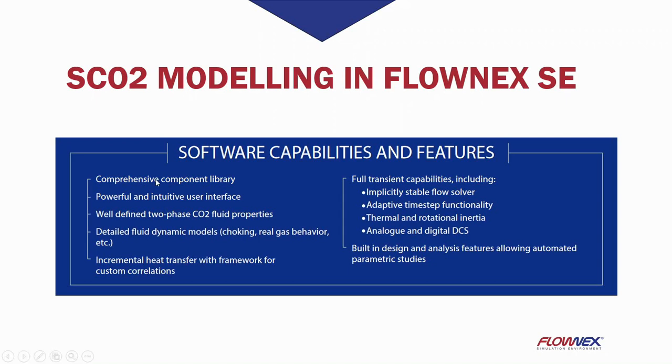So just to recap, the software capabilities and features of FlowNEX include a comprehensive component library, powerful and intuitive user interface, well-defined two-phase CO2 fluid properties, detailed fluid dynamic models, which include but are not limited to choking, real gas behavior, etc., incremental heat transfer with framework for custom correlations, full transient capabilities including implicitly stable flow solver, adaptive time step functionality, thermal and rotational inertia, analog and digital DCS, built-in design and analysis features allowing for automated parametric studies.